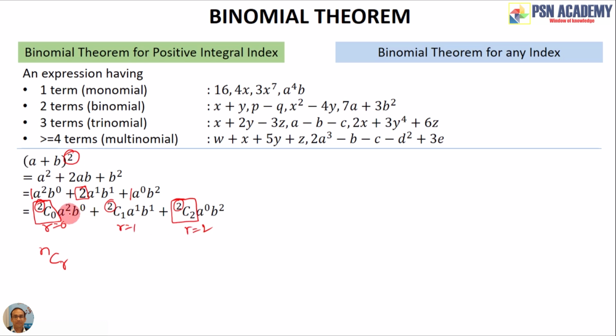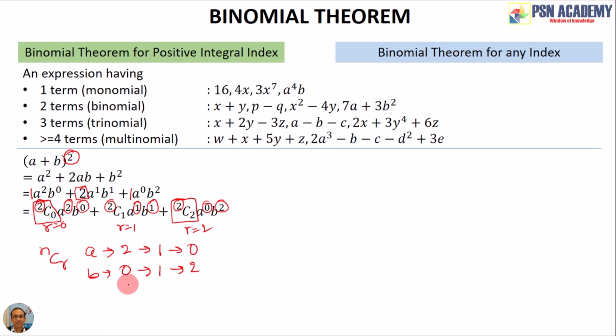Now we go with a. A starts from 2, the given power here. Then in the second term it goes down to 1 and in the third term it goes down to 0. So a starts with 2, then 1, then 0. And look at b. B starts from 0, then goes to 1, then goes to 2.